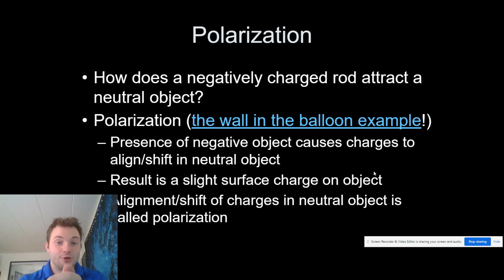And then we have materials, conductor versus insulator. Conductor, electrons move easily. Insulator, electrons do not move easily. We have charging methods, ways to charge objects. Conduction, that's through contact. Induction, that's through no contact. And then we also have this idea of polarization, which is when an object is still neutral, but the positives stack up on one side and the negatives stack up on the other. And that allows a neutral object to be attracted to a charged object.